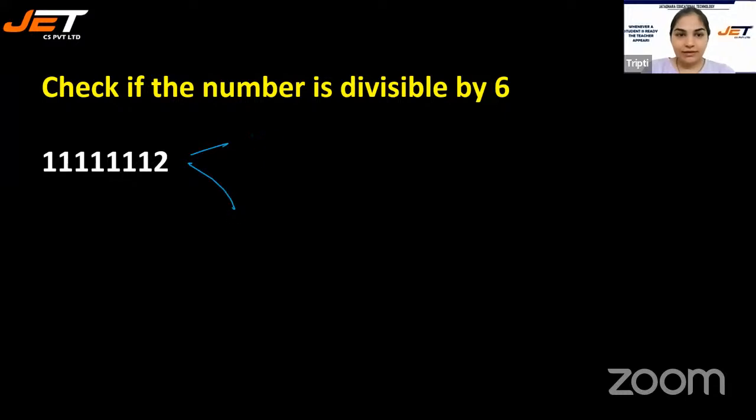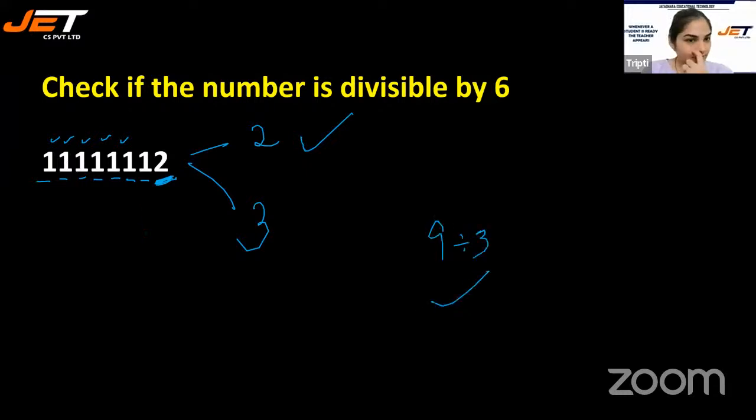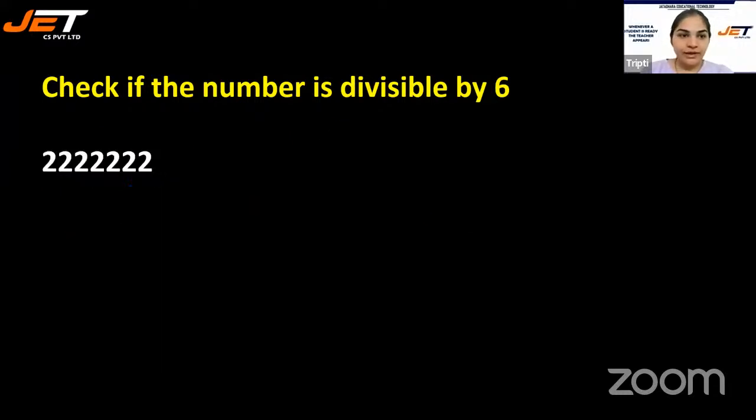Next, 2 and 3. This number is divisible by 2 because it is ending with 2, right? And for 3, let's check for 3. 1, 2, 3, 4, 5. Wait. 1 plus 1, 2, 3, 4, 5, 6, 7. Plus 2, 9. Yeah, 9 is exactly divisible by 3. That means this number is divisible by 3.